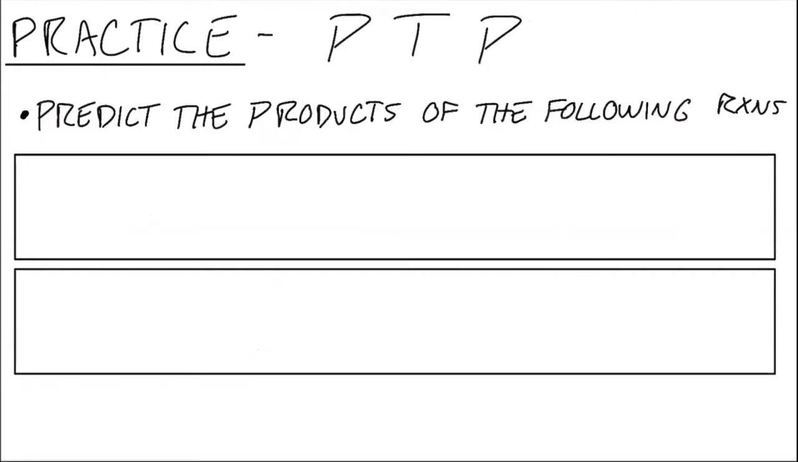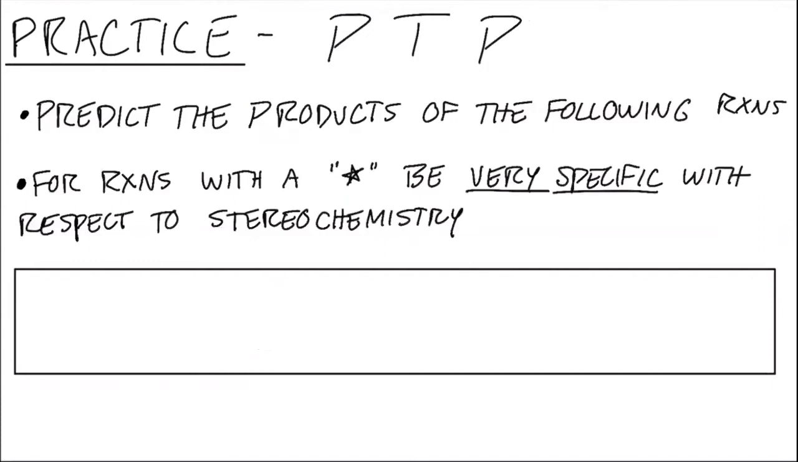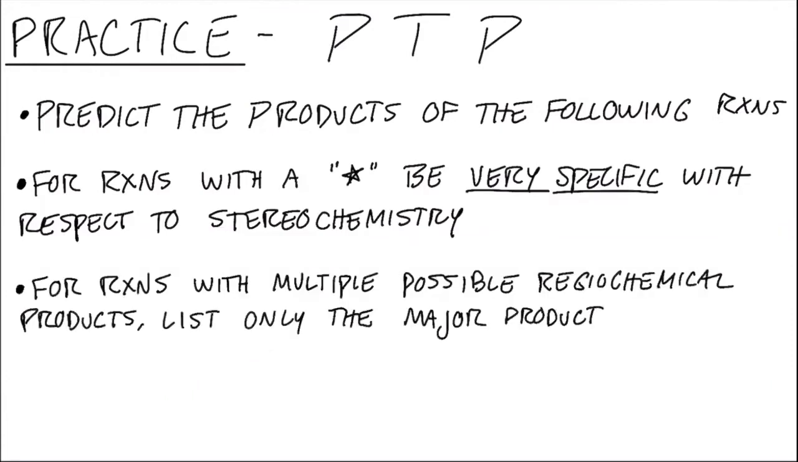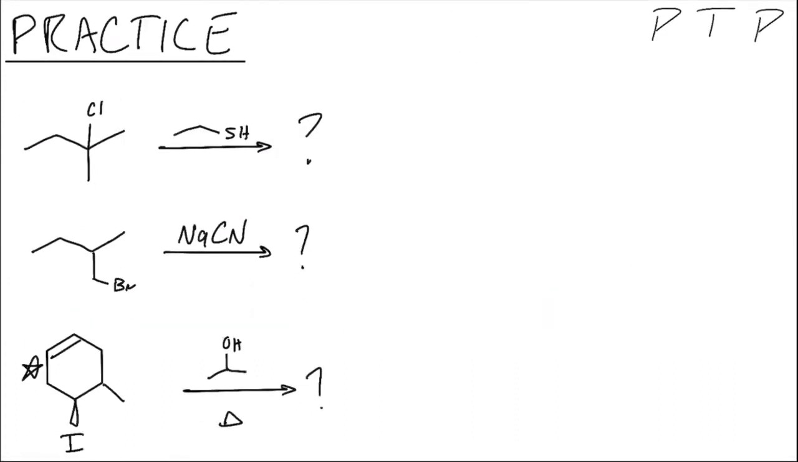And that is the PTP, or the predict the products. So predict the products of these following reactions. And we have a few more instructions here. For any reactions that have a star next to them, be very specific with respect to the stereochemical outcome in the products. For any reactions that have multiple possible regiochemical products, you need list only the major product. This last point is often going to apply more so to elimination reactions than substitution reactions, but we want to keep it in mind so that you're not worrying about drawing these 6 million products when I really just need the one. So these ones are going to be a little bit trickier because you aren't given the product.